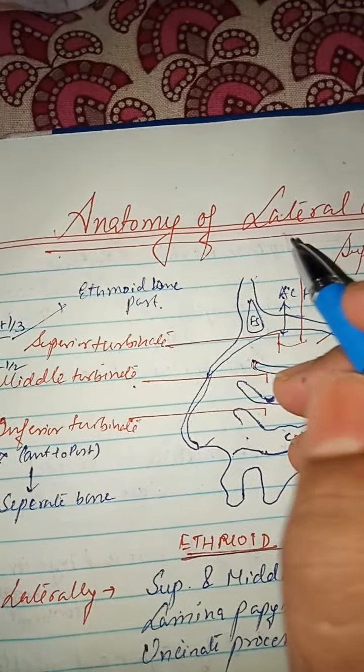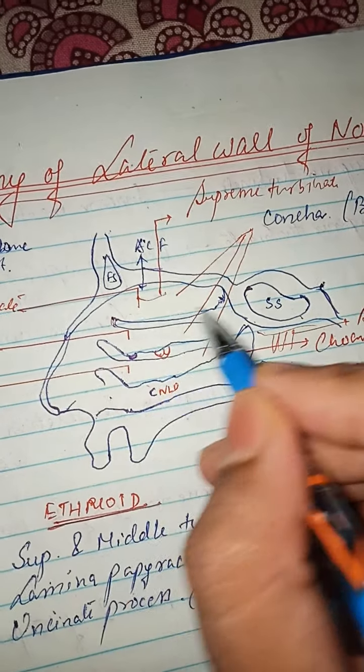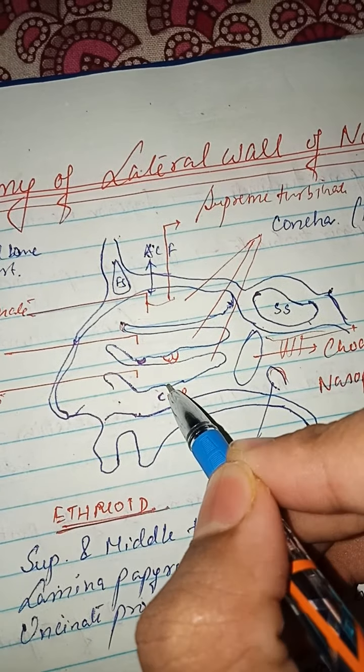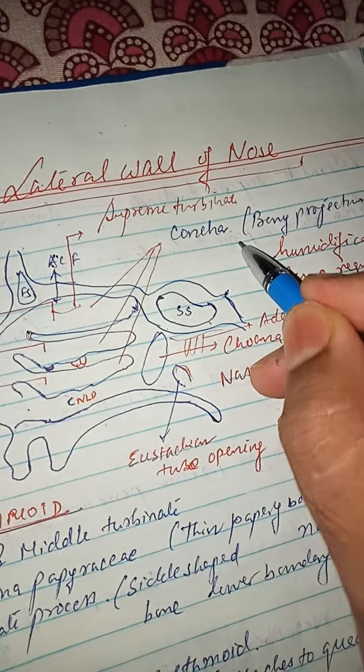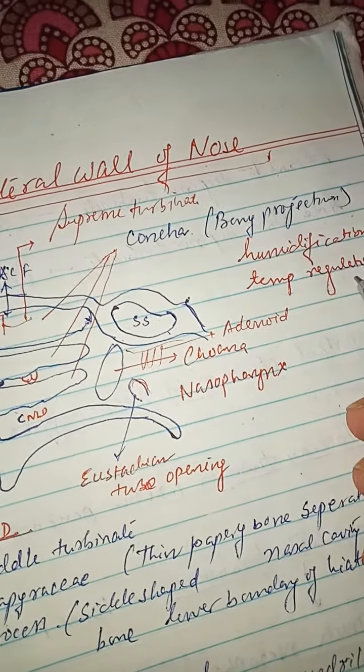The lateral wall of the nose basically has three projections. These are three bony projections known as concha. The concha helps in humidification and temperature regulation.